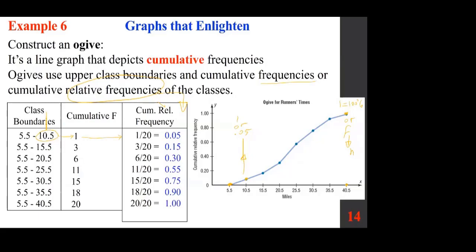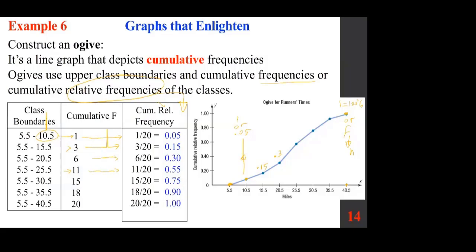Now, for 15.5, you put 3 or 0.15. For 20.5, you put either 6 or 0.3. For the next one, you put either 11. Yes, go ahead. I have a question. Is it going to tell us when it's cumulative relative frequency on the y-axis, and then we know whether to put 3 or 0.15 or 6? The question, if you go back to the question that we did, previous page, it said specifically relative frequencies, and I underlined it. Okay, thank you.